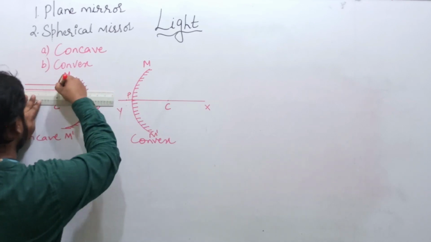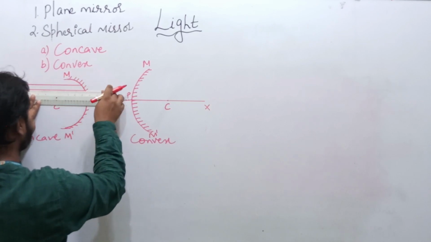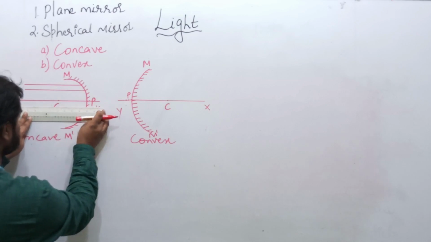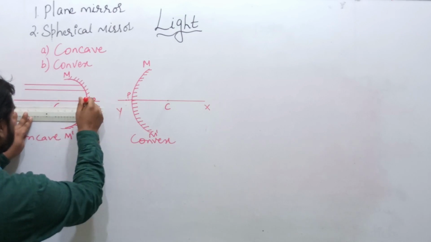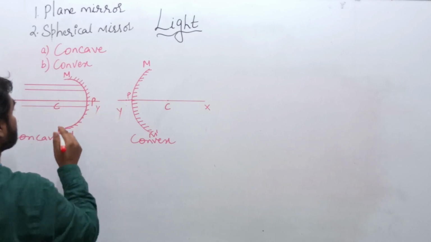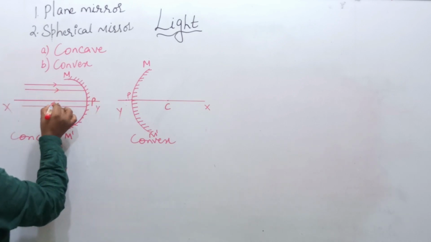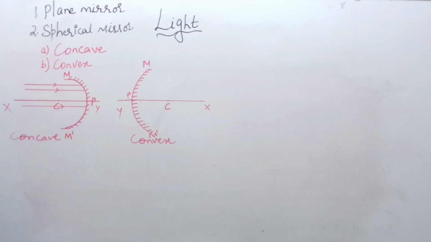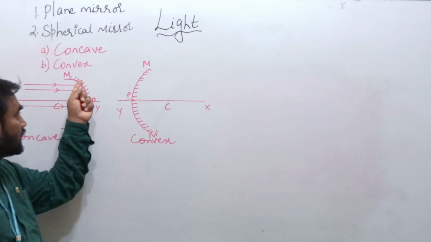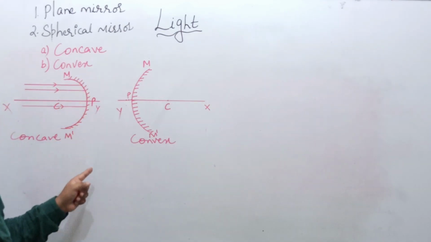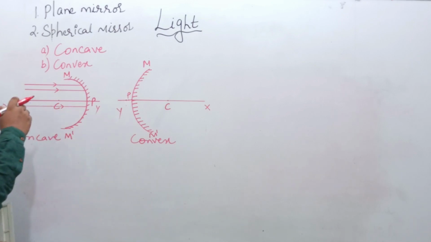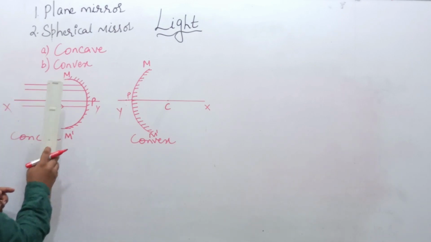The parallel beam of light is incident on the mirror. This parallel beam of light is going to reflect as and when it hits the concave mirror. As the light rays fall on the reflecting surface of the concave mirror, they are going to reflect back.